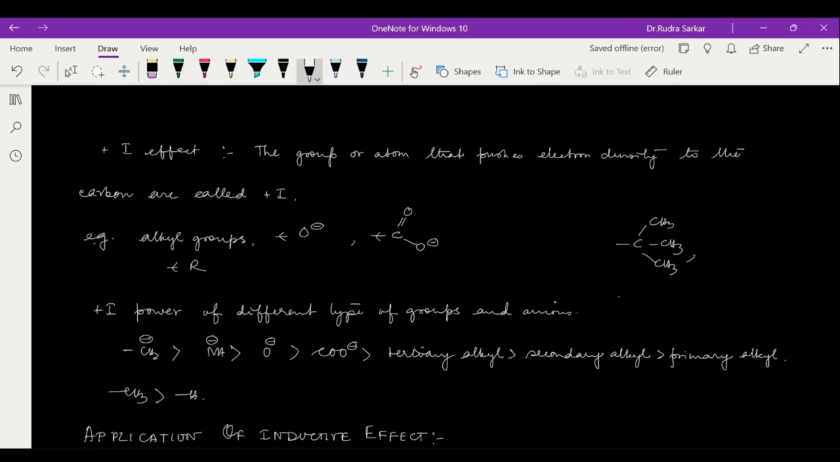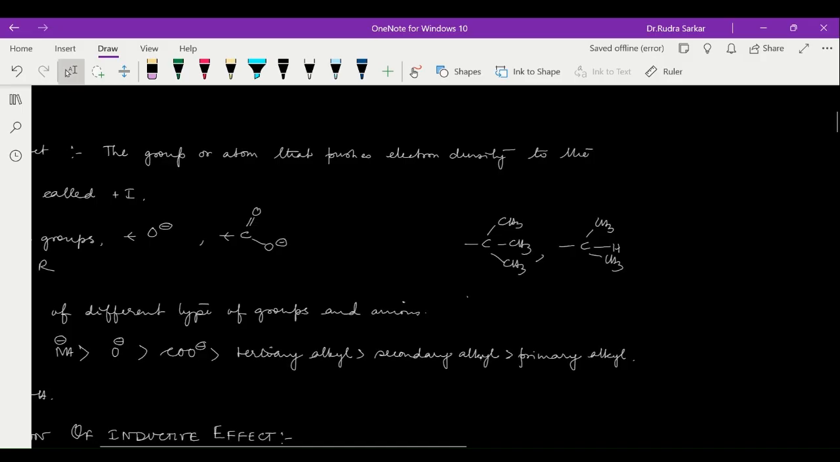This is a butyl group, tertiary. You have a secondary, and you have a primary. So this is more donating than that one and then that one. That is what we are trying to say over here.